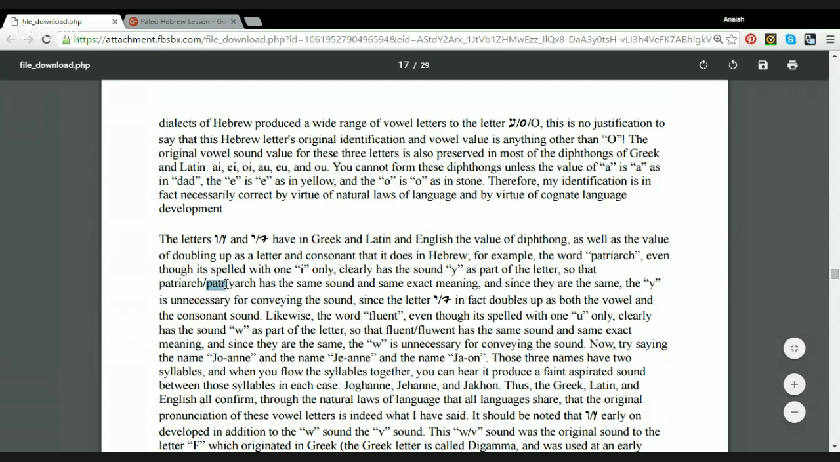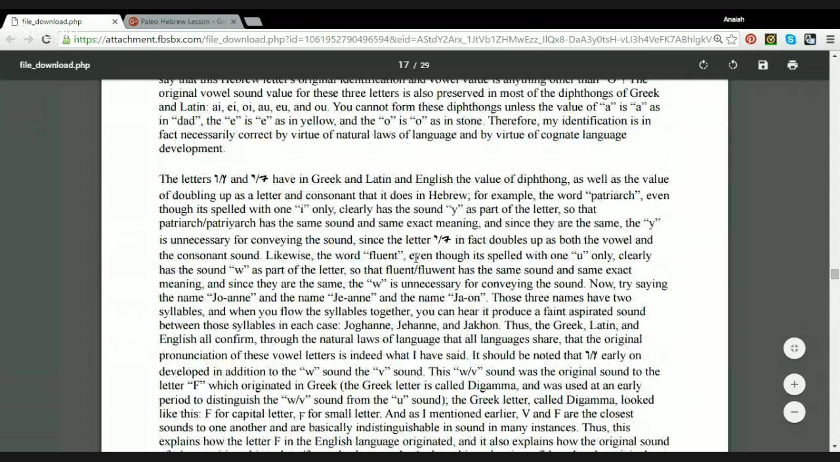Look over here, patriarch with E. You see that? I-Y? Patriarch. It sounds the exact same, but you can spell it with a Y and it doesn't change the sound. Same thing right here. Fluent. You can see it right here. Fluent with a W. Fluent. Then you've got right here.